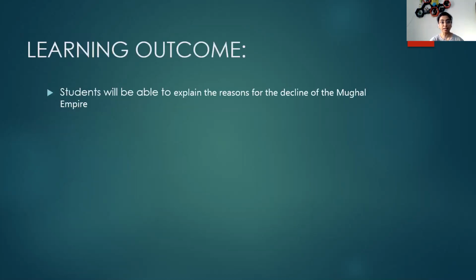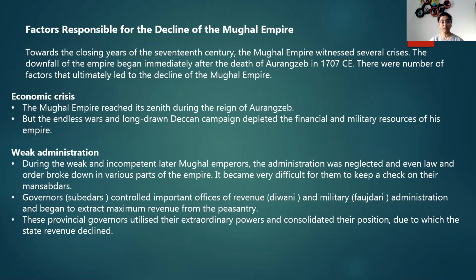From today's class, your learning outcome will be that towards the end of the class, you will be able to explain the various reasons for the decline of the Mughal Empire. All right, so let's first start with the different factors that led to the decline of the Mughal Empire. Actually, there is not only one reason that led to the decline of the Mughal Empire, there are many reasons that led to its downfall.